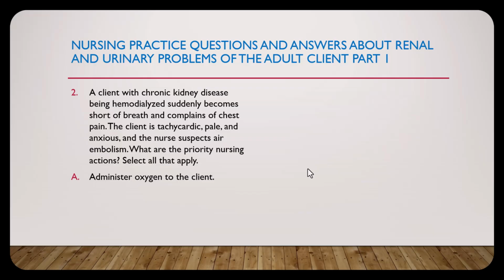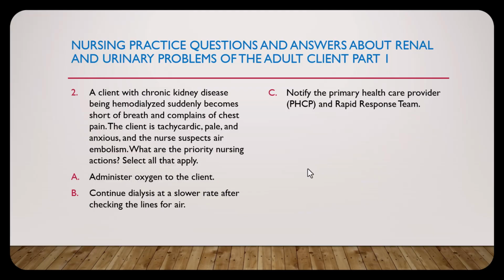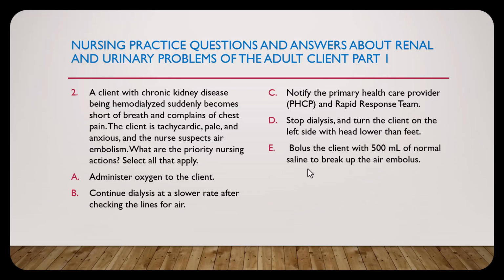Option A, administer oxygen to the client. Option B, continue dialysis at a slower rate after checking the lines for air. Option C, notify the primary healthcare provider and rapid response team. Option D, stop dialysis and turn the client on the left side with head lower than feet. Option E, bolus the client with 500 ml of normal saline to break up the air embolus.